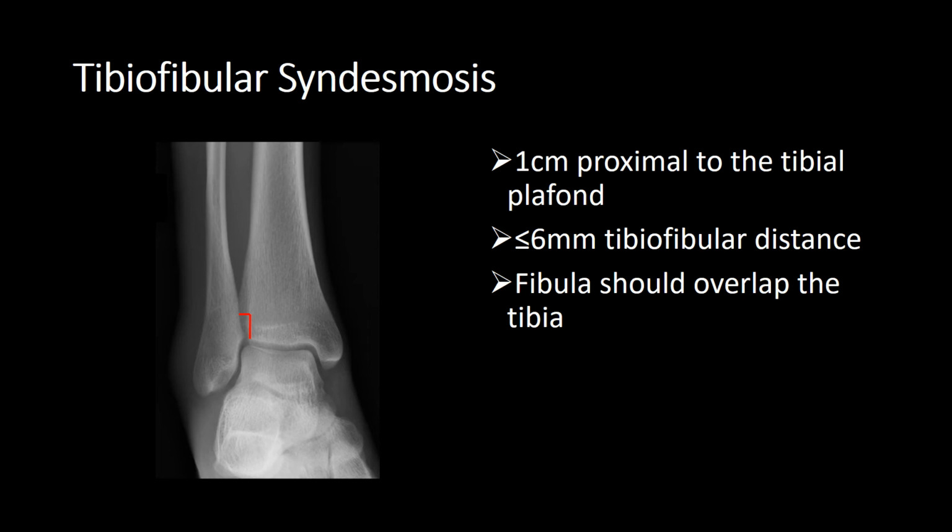Now, obviously, during the exams, you're not going to be able to measure the tibiofibular syndesmosis, but what you can always appreciate on a mortise view is that the fibula should overlap the distal tibia. So if you see clear space between the distal tibia and the distal fibula, you know that you have disruption to the tibiofibular syndesmosis.